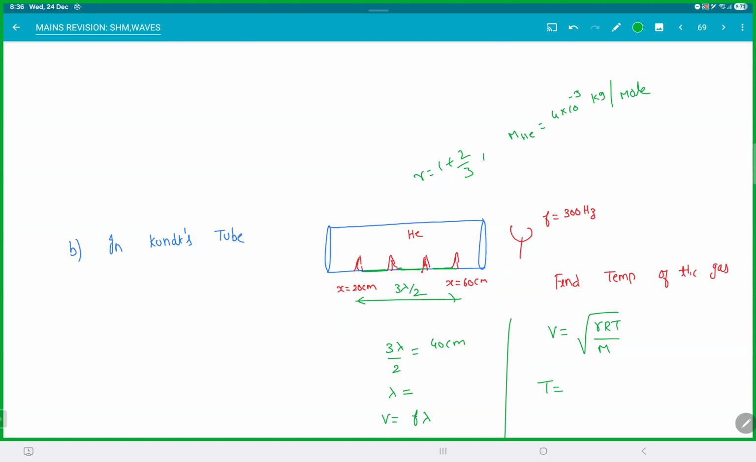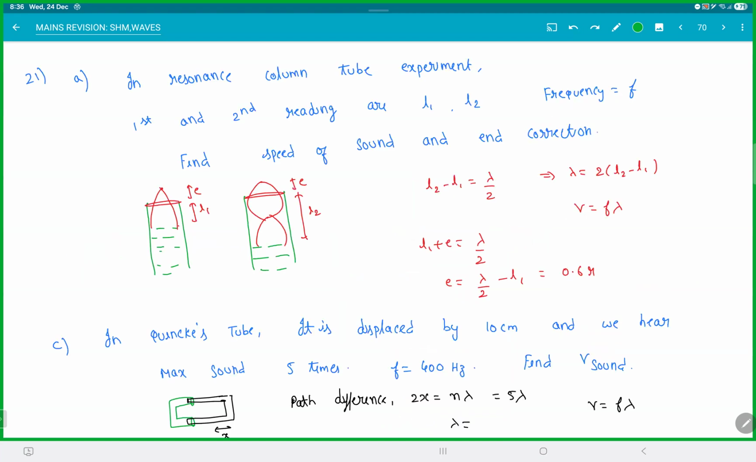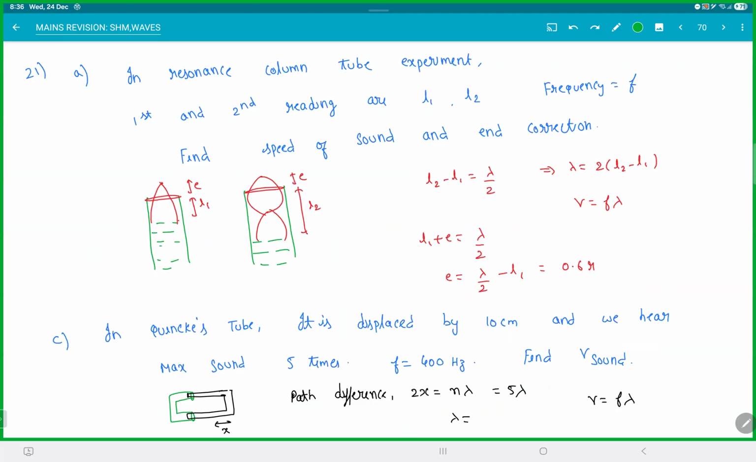What about Quincke's tube? Hope you remember the experiment in Quincke's tube. You have two pipes. They're movable. Every time you move the distance by x, the path difference becomes 2x. So he's saying when it is displaced by 10 centimeters, we hear maximum sound 5 times. So the path difference will be 2x, which is 20 centimeters. From there you will get n lambda, and then the frequency is given. You'll get the speed of sound.